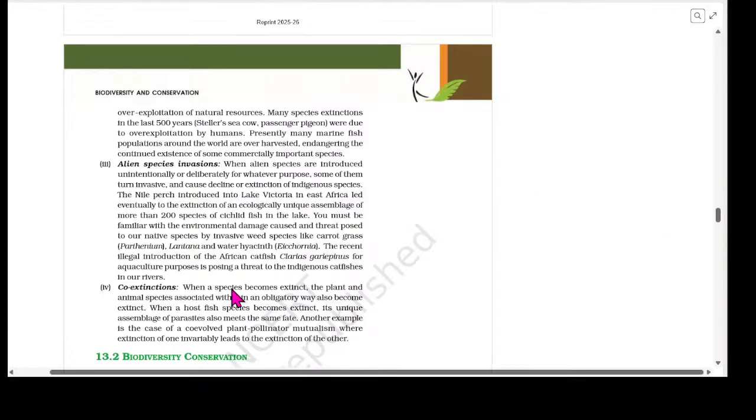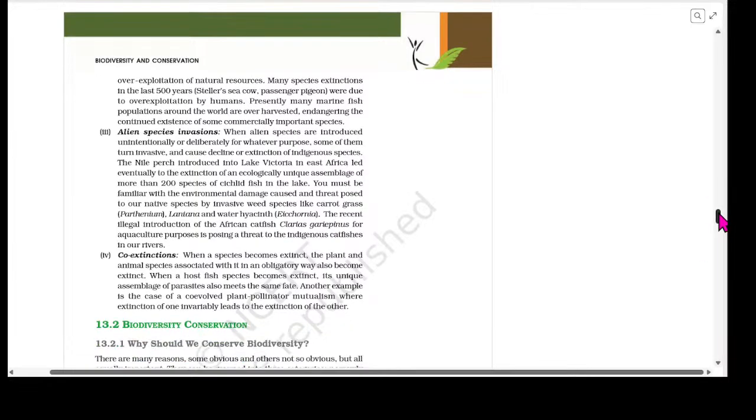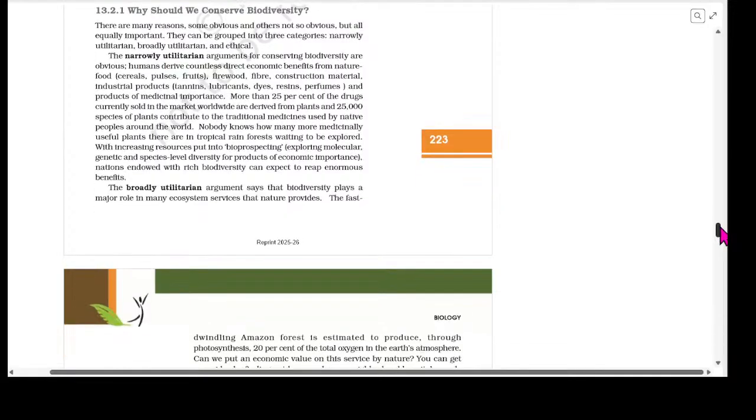Coextinctions. When a species becomes extinct, the plant and animal species associated with it in an obligatory way also become extinct. When a host fish species becomes extinct, its unique assemblage of parasites also meets the same fate. Another example is the case of a coevolved plant-pollinator mutualism, where extinction of one invariably leads to the extinction of the other.